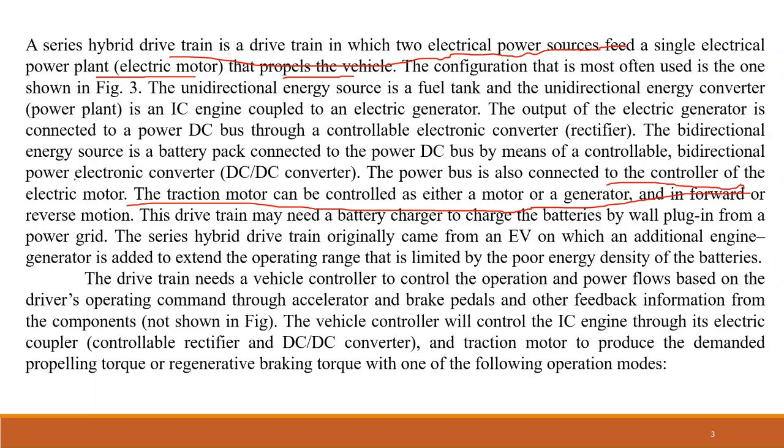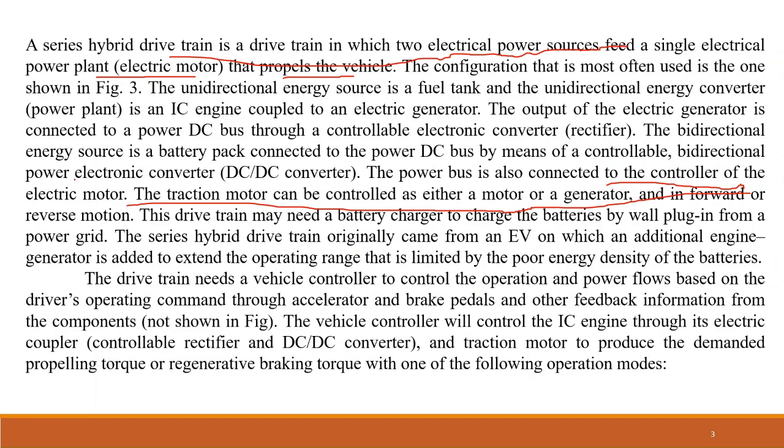And the series hybrid drivetrain basically came originally from the concept of a battery electric vehicle, that is the EV, on which we are adding an additional engine generator set to extend the operating range because the poor energy density of the battery limits the operating range. So the hybrid drivetrain or the series hybrid electric vehicle basically came into existence because of the disadvantages of the sole battery powered electric vehicle.